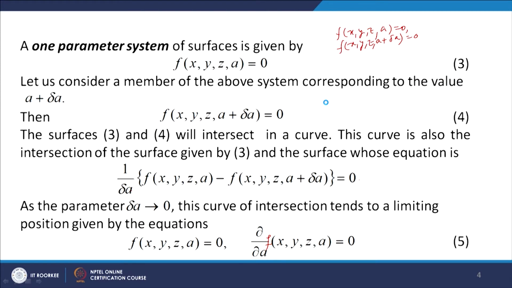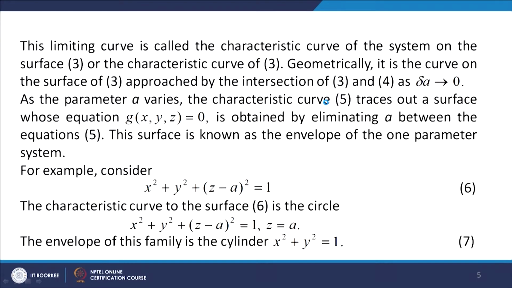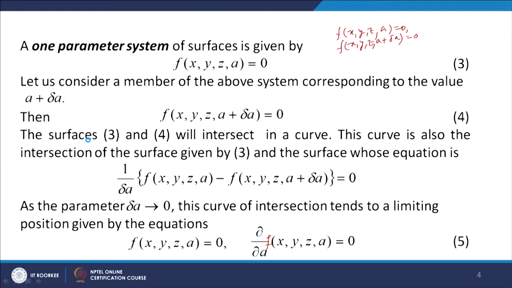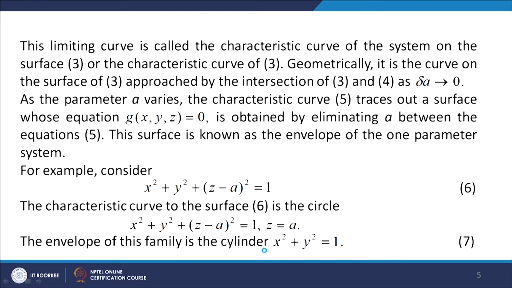this one given by these two equations, traces out a surface whose equation g(x, y, z) equal to 0 is obtained by eliminating A between the equations 5. So, we eliminate the parameter A from the two equations f(x, y, z, a) equal to 0 and the partial derivative of f(x, y, z, a) with respect to a equal to 0. This surface is known as the envelope of the one parameter system.